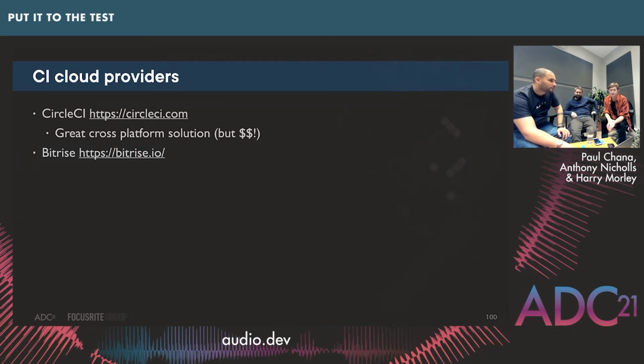So, other CI providers: Bitrise. We used Bitrise for a long time. Really good iOS support. They've got a really nicely integrated sort of deployment framework.